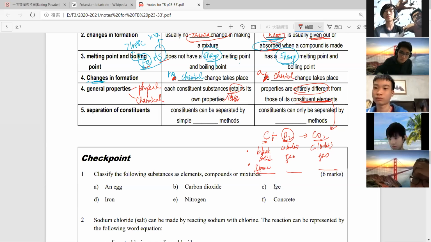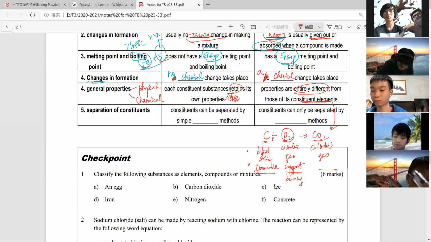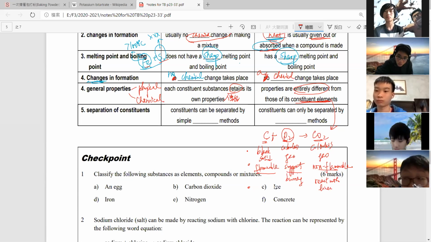Flammable, supports burning, and this one non-flammable. Okay, what else? What else can you think of? For example, lime water. Carbon dioxide will react with lime water, right? But not oxygen, and not carbon. Can you get my point? So can you make the difference between them?